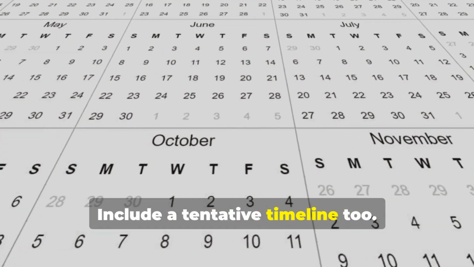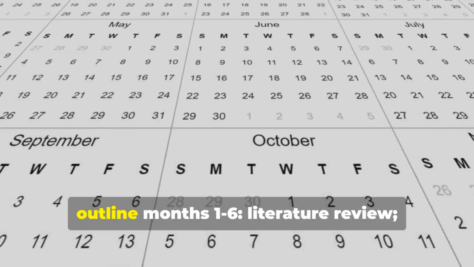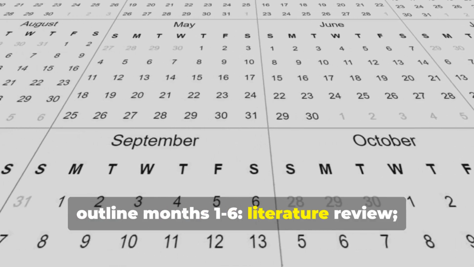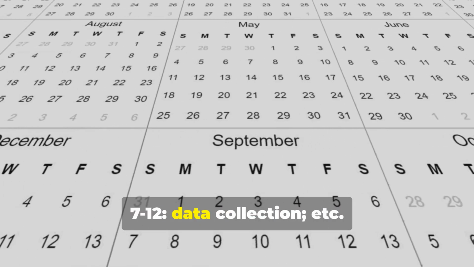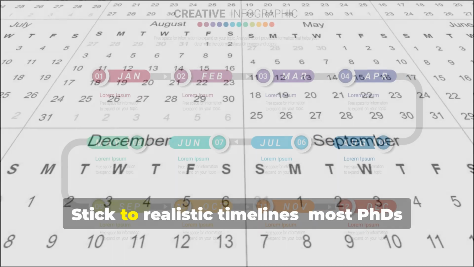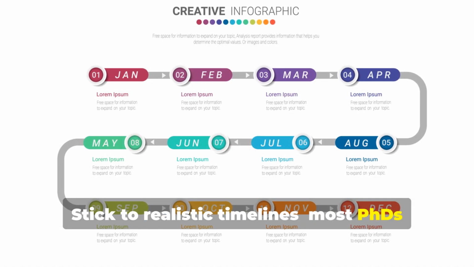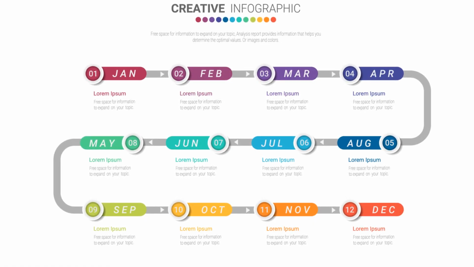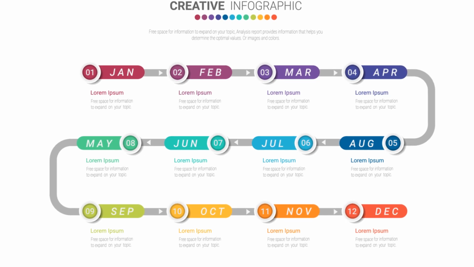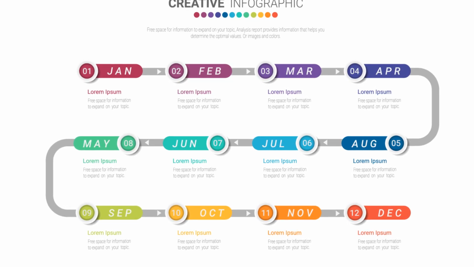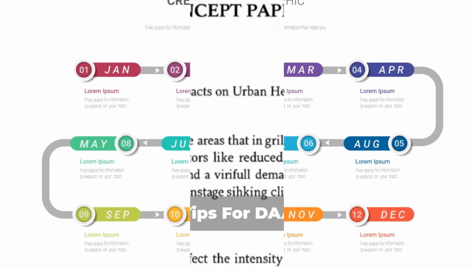Include a tentative timeline too. For example, outline months, 1 to 6, literature review, 7 to 12, data collection, etc. Stick to realistic timelines. Most PhDs, 3 years. Finally, say why this research is valuable. Will it help communities, advance science, or fit with German research goals?